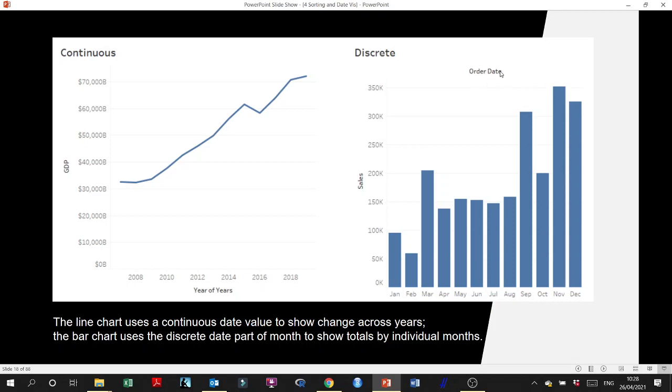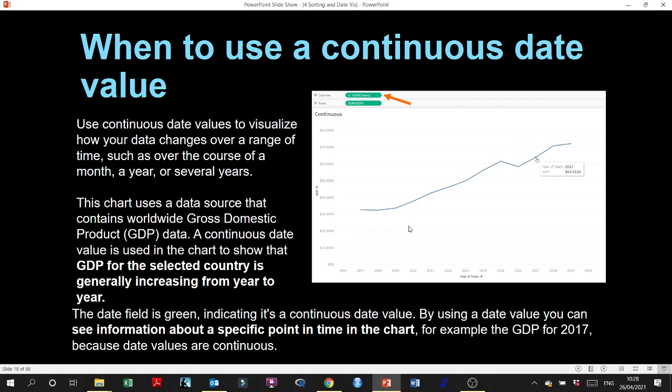Do you see here we have order date as a header? We don't have a header here. Do you see that? This is what we mean by it creates headers. All right, so when we have bars that show totals by individual months, does this mean that it's easier to compare? Yes, it does mean that it's easier to compare.